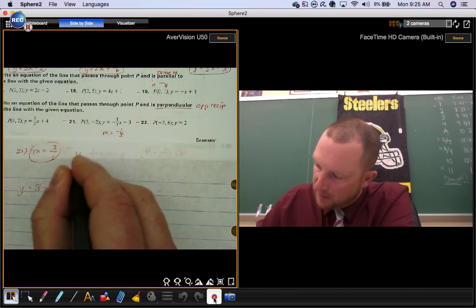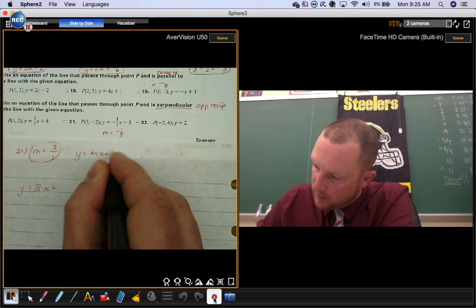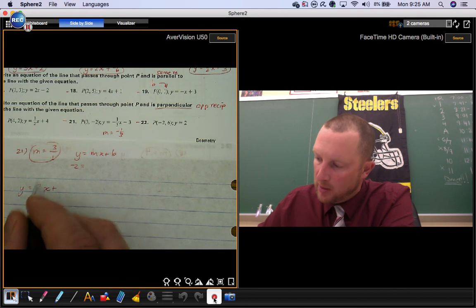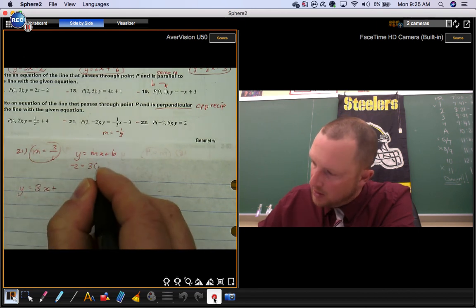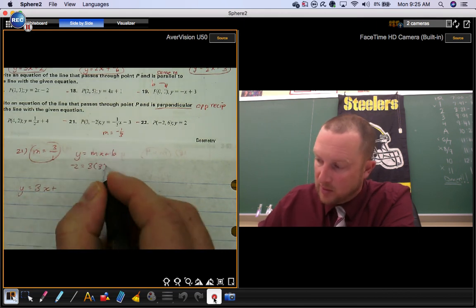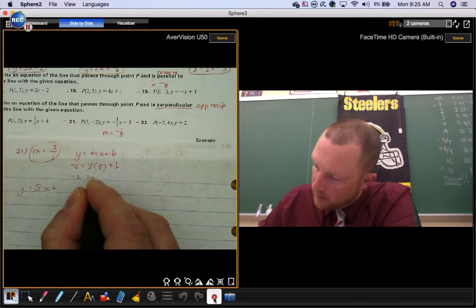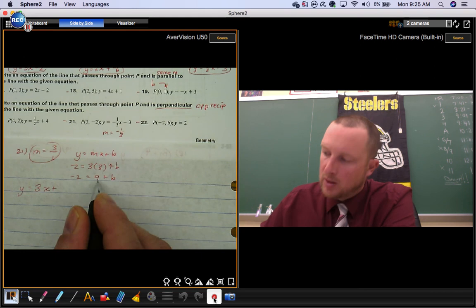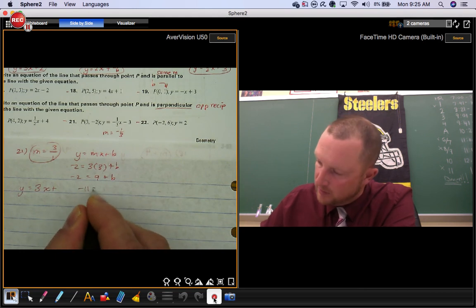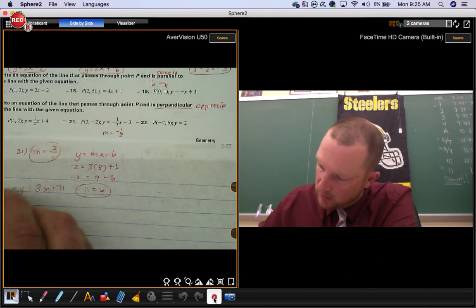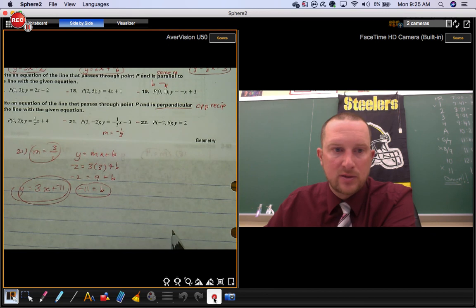So let's find the y-intercept. I'm going to put my y value of -2 in. I'm going to put my slope of 3 in, and notice how my x value is also 3. Don't let that fool you. I'm going to subtract 9 from both sides. The y-intercept is -11. So you can put that right there. That's your answer. y equals 3x plus -11.